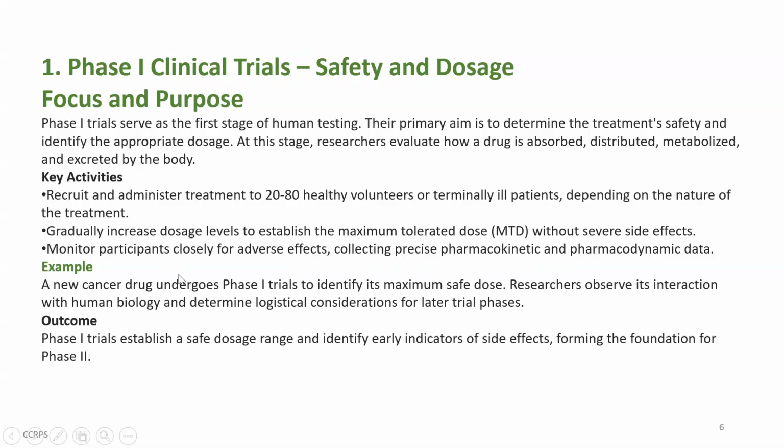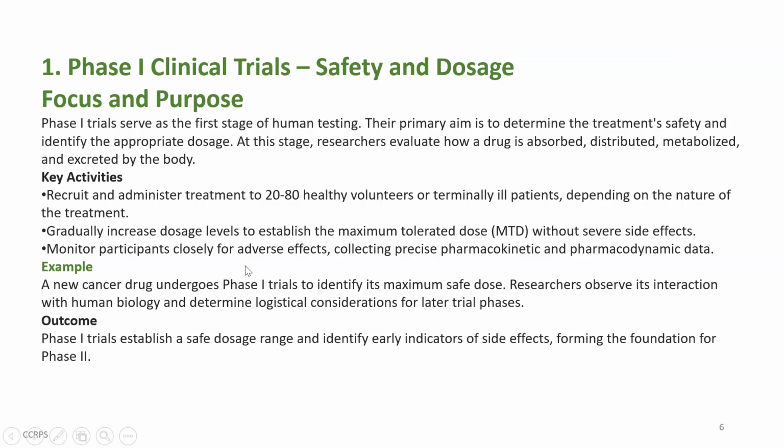Example: a new cancer drug undergoes phase 1 trials to identify its maximum safe dose. Researchers observe its interaction with human biology and determine logistical considerations for later trial phases. The outcome here: phase 1 trials establish a safe dosage range and identify early indicators of side effects, forming the foundation for phase 2.